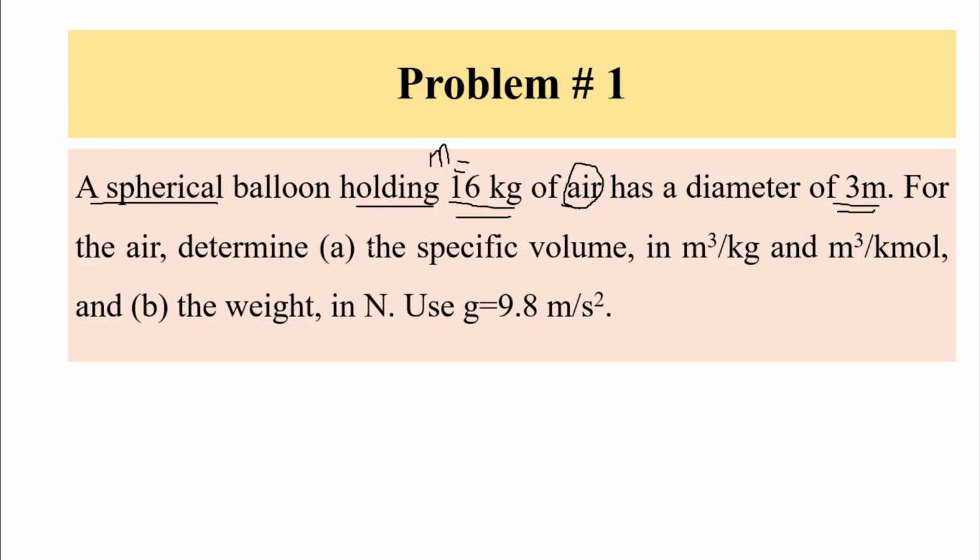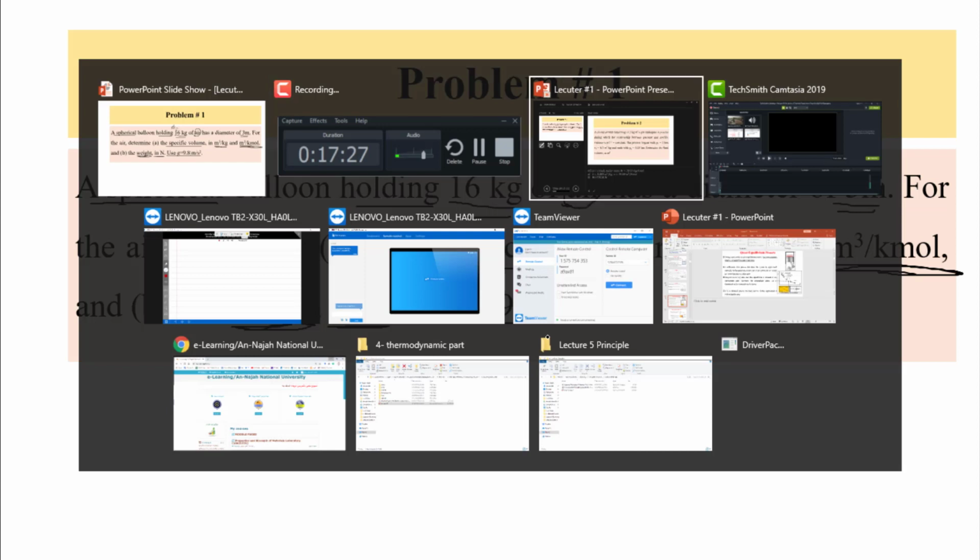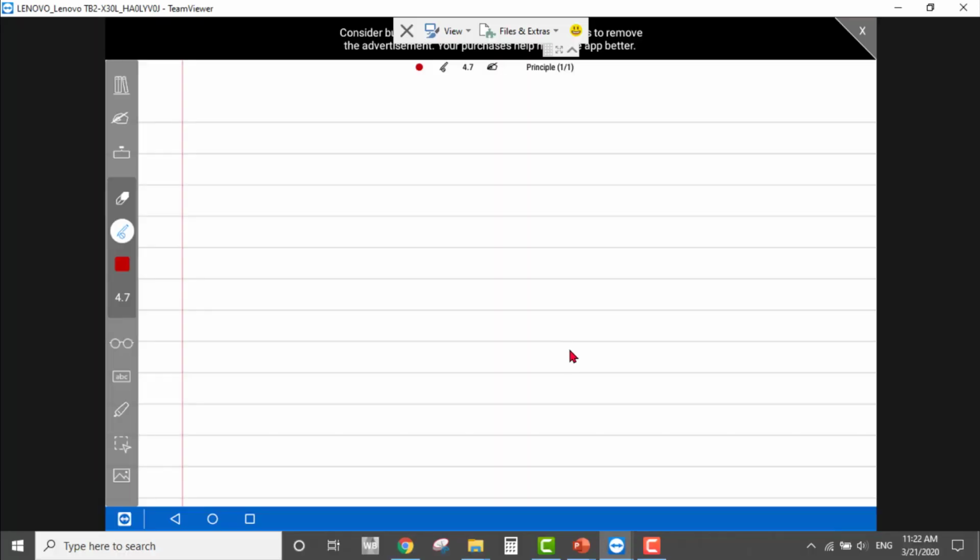For the air, determine the specific volume in meter cube per kilogram. This is the unit. Also, specific volume in terms of meter cube per kilomole. Also determine the weight of the air in unit of Newton. Use the acceleration of gravity of 9.81. Okay, let's move to the solving board.